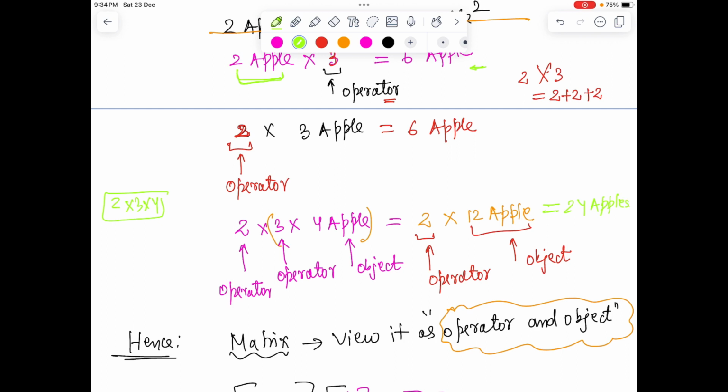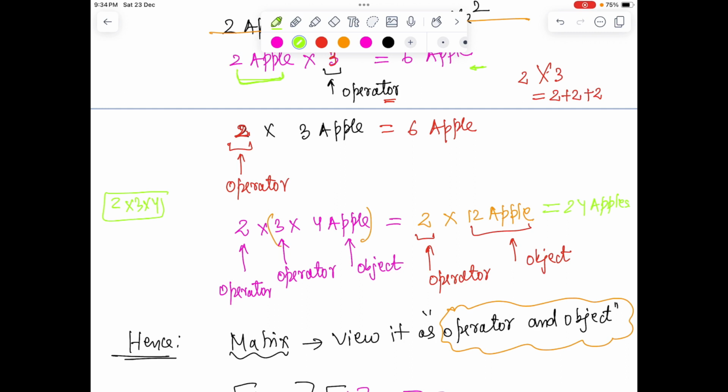The takeaway from the story is very simple. When we are multiplying numbers, the multiplicand is not always an object. To get the feel of the situation, we must introduce the fundamental idea of operator and object. So now we have a very strong way of looking at matrix from the point of view of operator and objects.